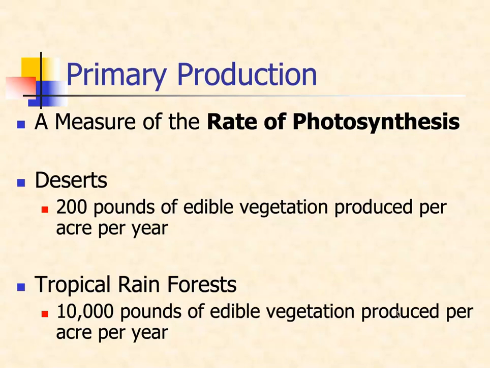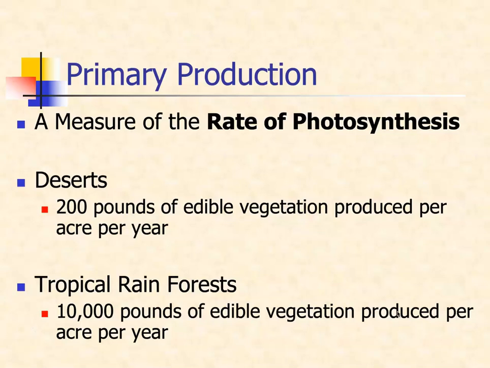And then that takes us to a term that I want you to know, and that term is primary production. And an easy way to define primary production is it's a measure of the rate of photosynthesis. The sun is the ultimate source of energy for life on the planet, and the amount of photosynthesis that takes place in an ecosystem is going to determine how much energy is actually captured and funneled through that ecosystem.